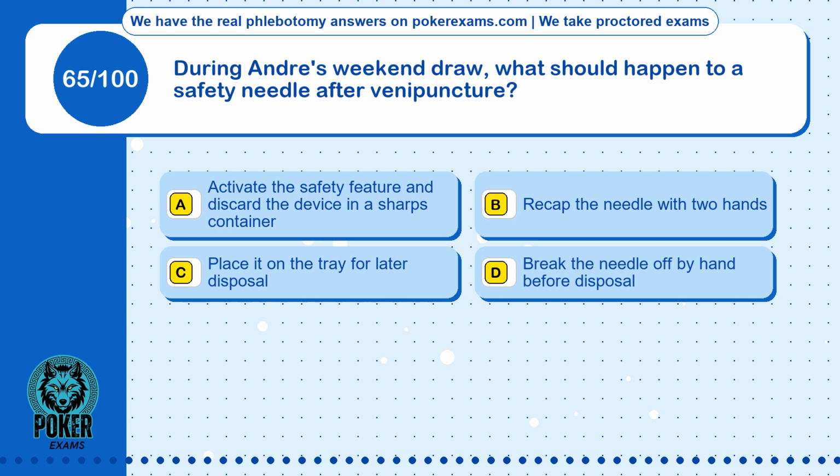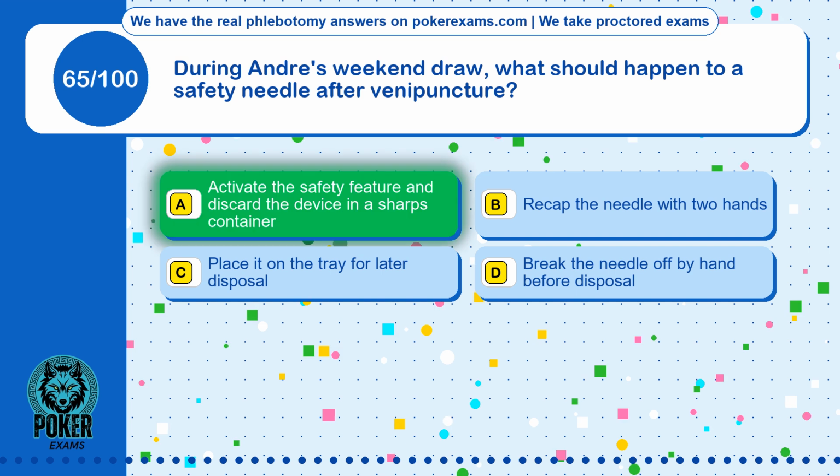Question 65. During Andre's weekend draw, what should happen to a safety needle after venipuncture? Option A, activate the safety feature and discard the device in a sharps container. Option B, recap the needle with two hands. Option C, place it on the tray for later disposal. Option D, break the needle off by hand before disposal.